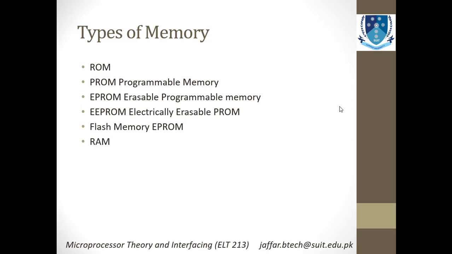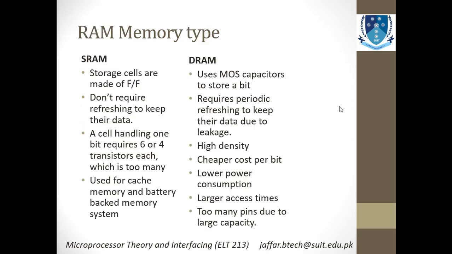And the fourth one is basically EEPROM, that is electrically erasable. In this kind of ROM, you have to provide some electrical signal to erase the memory or the data stored on the memory. And the second last one is the flash memory, or you can commonly known as EPROM. And the last one is RAM, that is random access memory. And you know that there are 2 types of RAM. The first one is SRAM, that is static RAM, and the second one is DRAM, that is dynamic RAM.